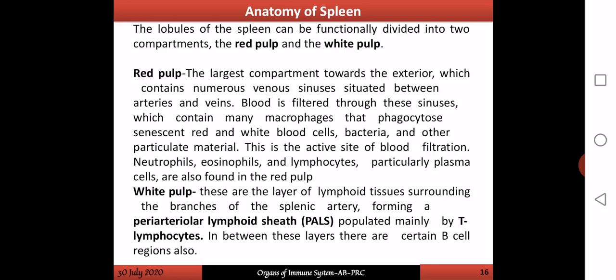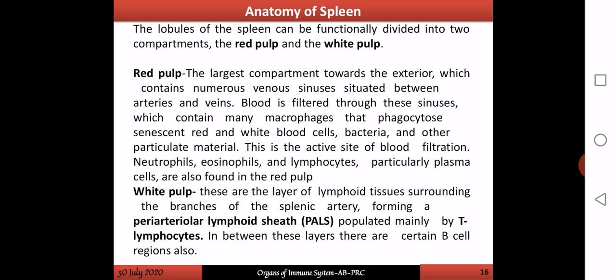We have to remember that T cells are synthesized in the bone marrow. They are matured in the thymus, and from there they are released into the blood, and from there these mature T cells will migrate into the spleen. So these are rich in T lymphocytes.